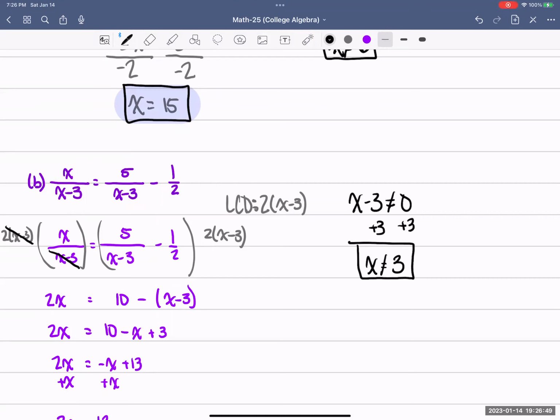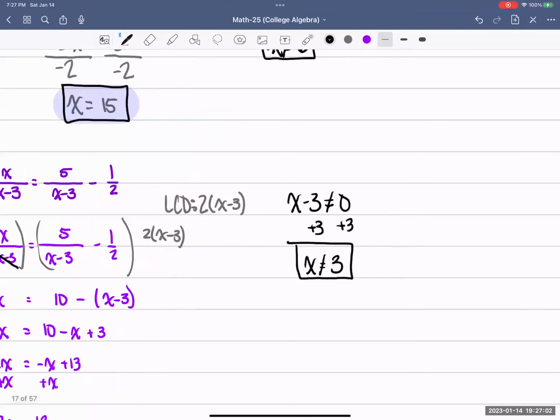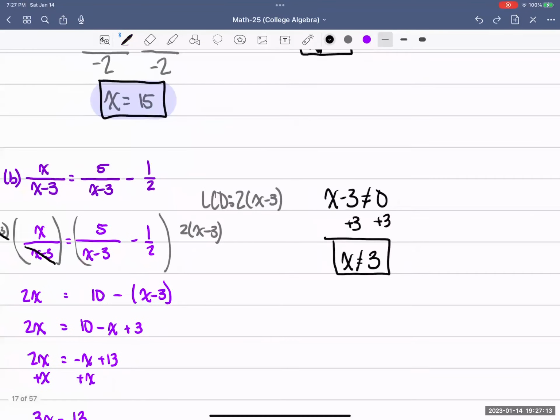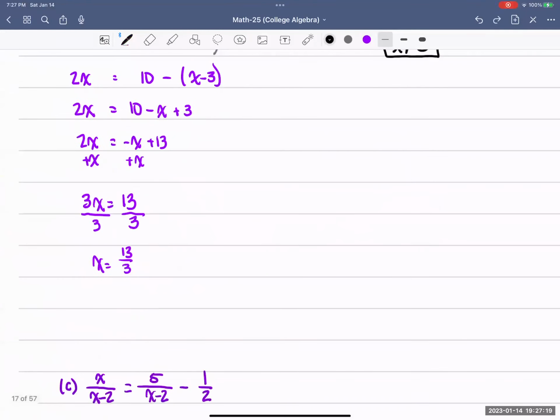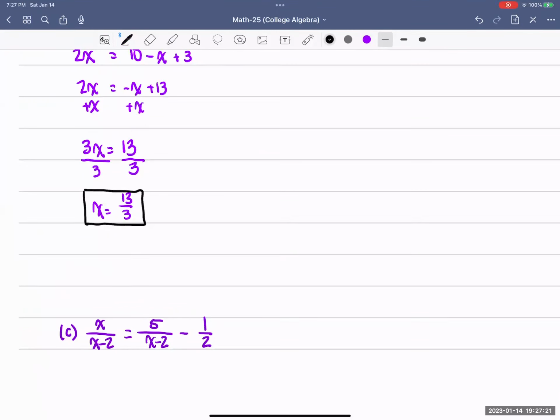All right, x cannot equal 3. And we have the exact same computation here, x minus 3. We already checked that one. And 2. So if you really wanted to, we could say that 2 cannot equal 0. But we already know that 2 cannot equal 0. So our only excluded value is going to be x cannot equal 3. We come down here to C, and we have x is equal to 13 over 3. That's not equal to 3, so we could automatically say that that is our one and only solution for part B.